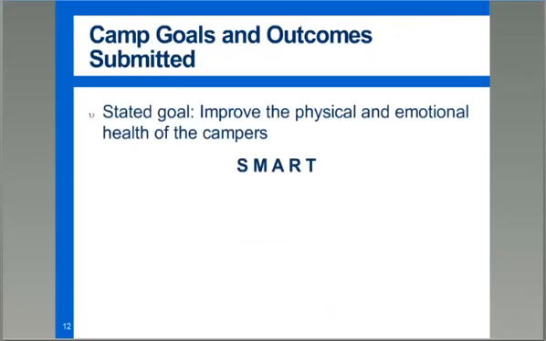This is a camp situation. The stated goal is to improve the physical and emotional health of the campers. Again, is that a SMART goal? Is it specific? Again, we have a problem. It's not specific because it's talking about both physical and emotional health of the campers. If we want to have a goal that handles both of those, we should have two separate goals. Then they can both be SMART goals.